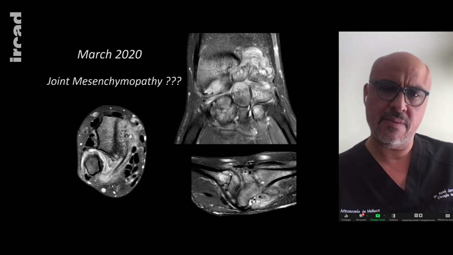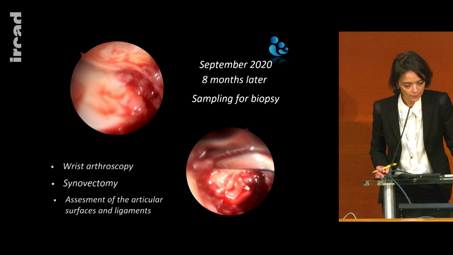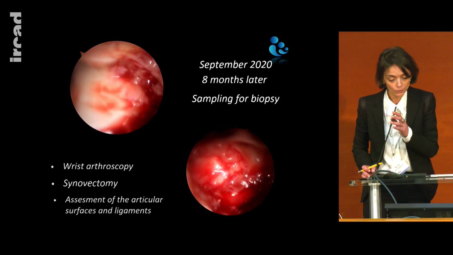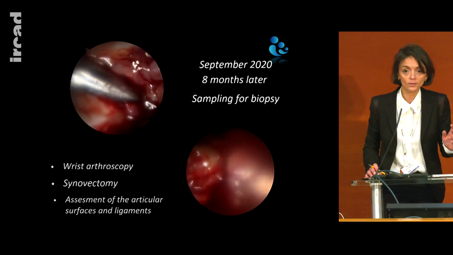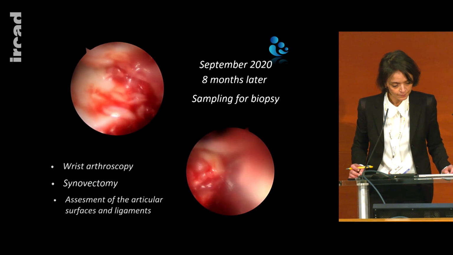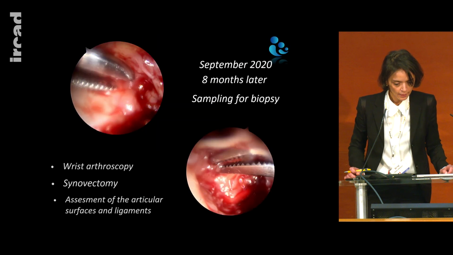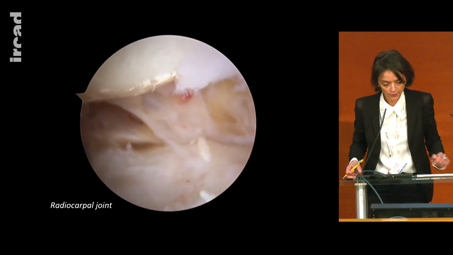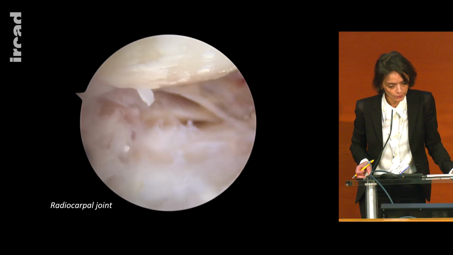Thank you, Dr. Jorquera. So, what happened after? Here are the X-rays, and arthroscopy was performed in September, so 2.5 years later, with synovectomy and assessment, of course, of the cartilage. There is a huge synovitis, and sampling for biopsy. Here are the aspects of the radiocarpal joint on the arthroscopy.